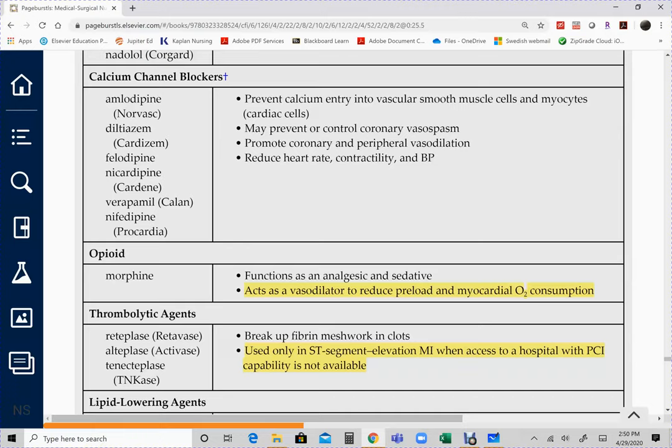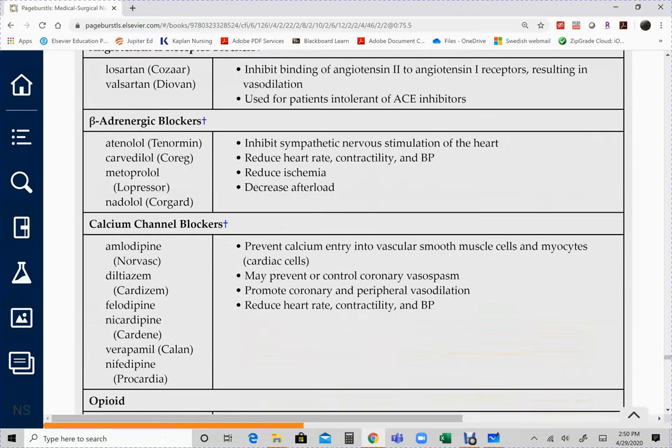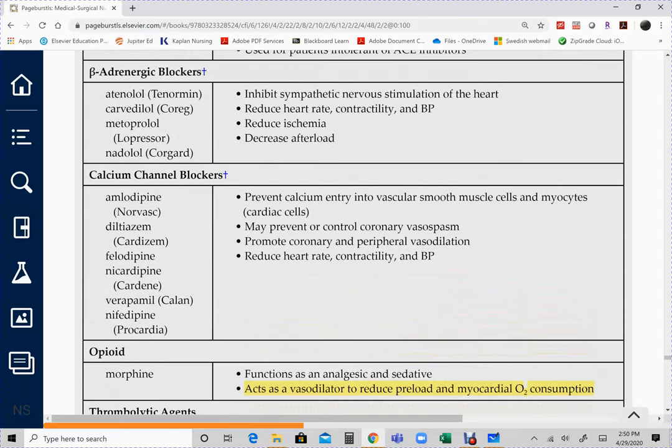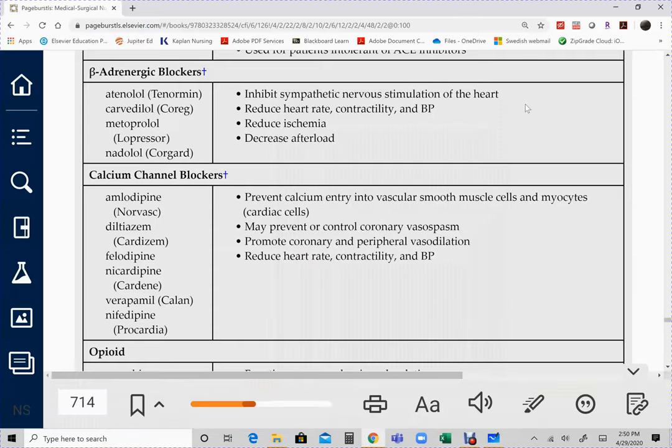So the dipines are DHPs, meaning they only affect arteries. Non-DHPs, which are diltiazem and verapamil, on top of the arteries, also affect the pacemaker cells of the heart, particularly the SA node and the AV node. Therefore, the non-DHPs have almost identical effects as beta blockers. Beta blockers are beta adrenergic blockers, so they inhibit sympathetic nervous stimulation, which has two effects: vasoconstriction and increased heart rate. In that sense, beta blockers and the non-DHP calcium channel blockers are identical. They both reduce heart rate and cause vasodilation. I hope that was clear.